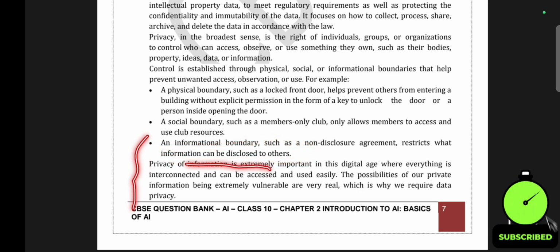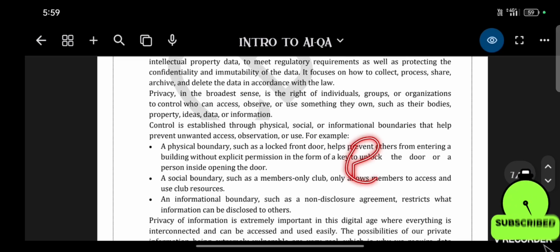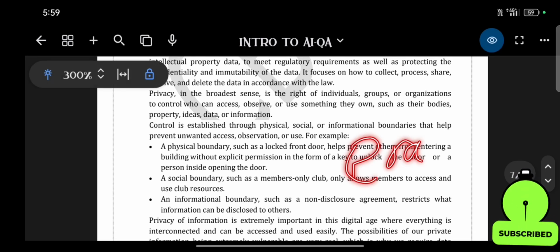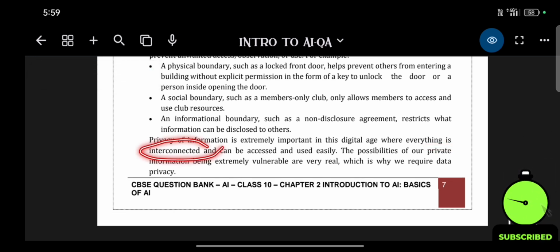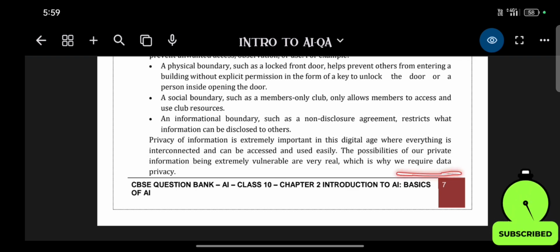Privacy of information is extremely important in this digital age or era. You can write digital age or era. Era looks better, where everything is interconnected and can be accessed and used daily. The possibilities of our private information being extremely vulnerable are very real, which is why we require privacy.